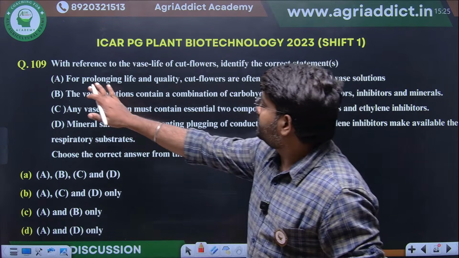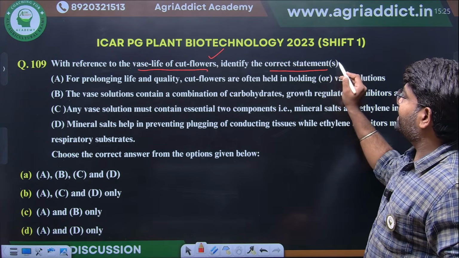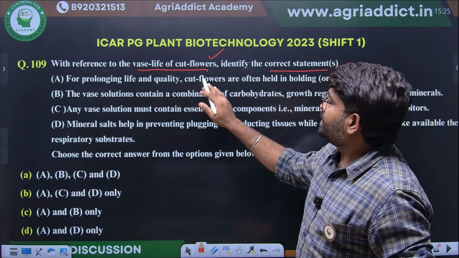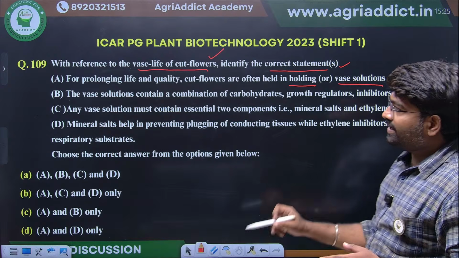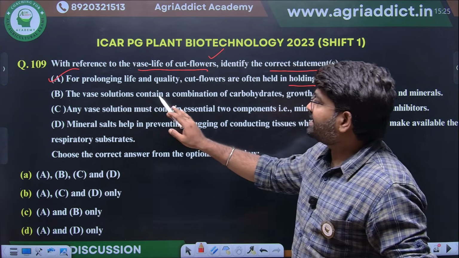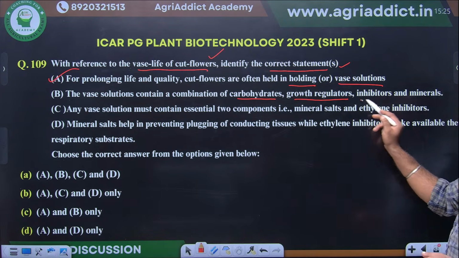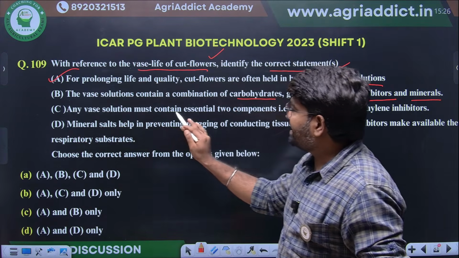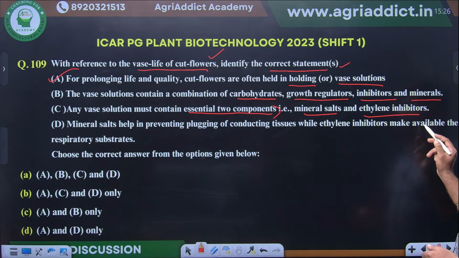See here, with reference to vase life of cut flowers, identify the correct statement. For prolonging life and quality, cut flowers are often held in holding or vase solution. This will be correct, yes, we have to increase the shelf life. The vase solution contains a combination of carbohydrates, growth regulators, inhibitors, and minerals. Third, any vase solution must contain essentially two components, mineral salts and ethylene inhibitors.